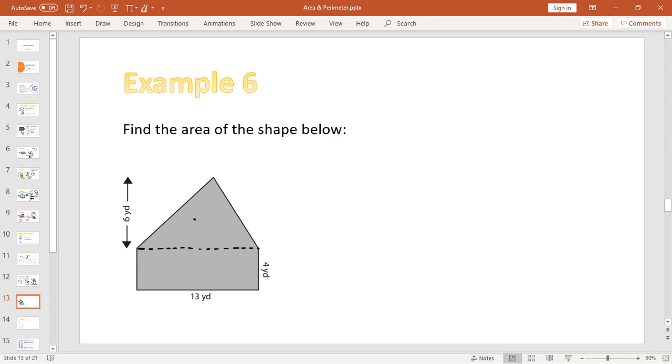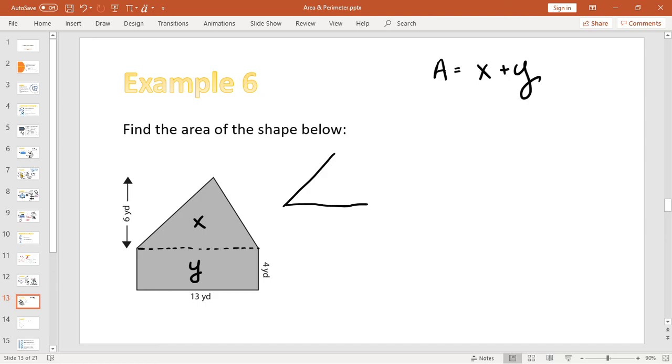Makes the most sense to have a triangle X and a rectangle Y. And to find the combined area, we would find the area of the triangle and we would add it to the area of the rectangle. Alright, so let's look more closely at that triangle.